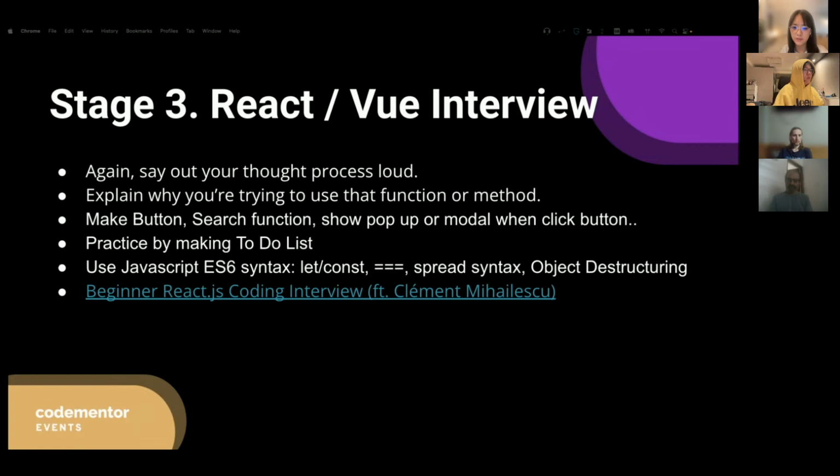In this interview, what the interviewer wants to see is your basic coding skill. A common requirement is usually like make a button, and if you click the button, show a modal or pop-up, or make a search function, this kind of thing. This is common. So if you need practice, I recommend making a to-do list. A to-do list is a good way to understand the core of the language or framework you're using.